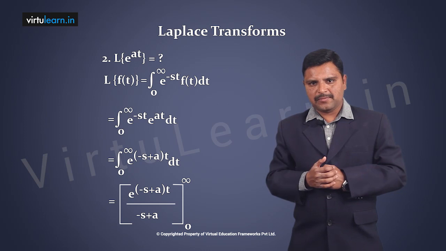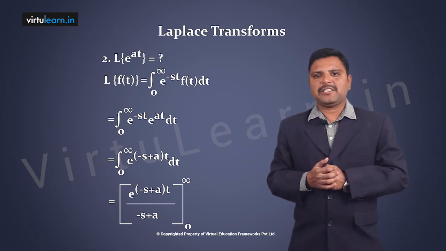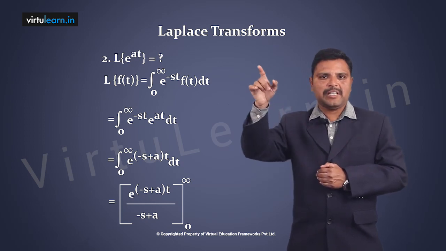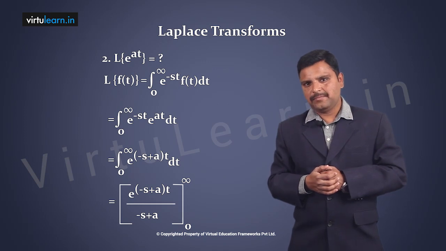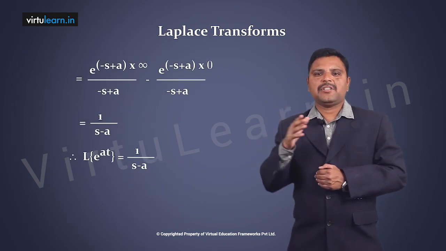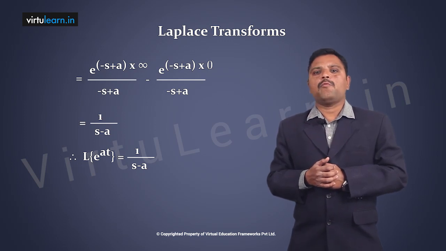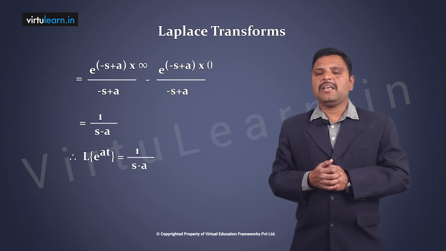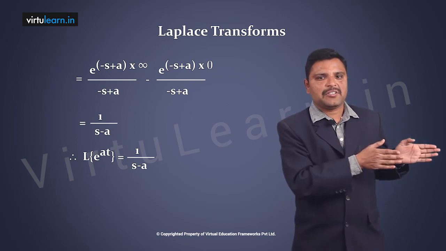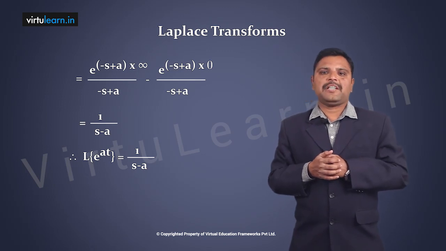Integration of this function is with respect to t: e power minus (s minus a) t divided by minus (s minus a), with limits 0 to infinity. After applying the limit, the answer is 1 by s minus a. Then Laplace transform of e power at equals 1 by s minus a.